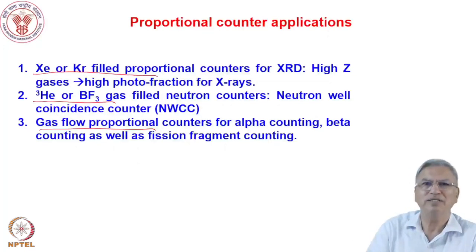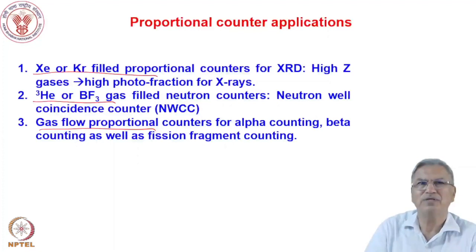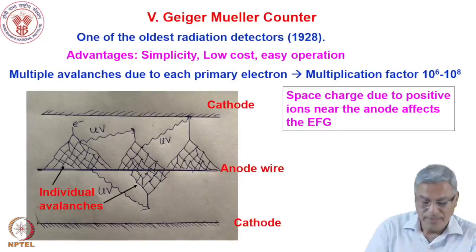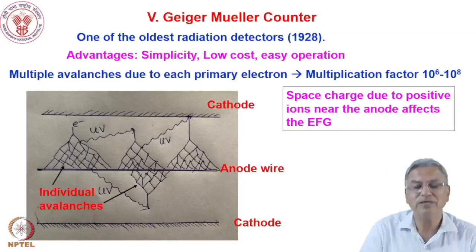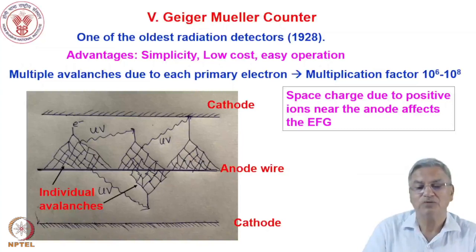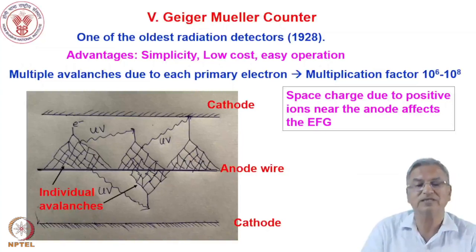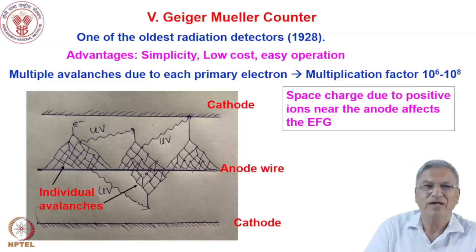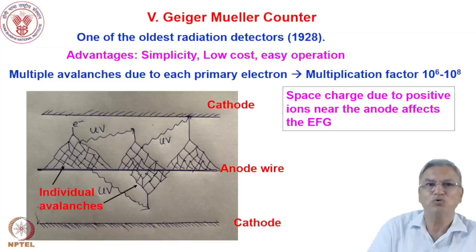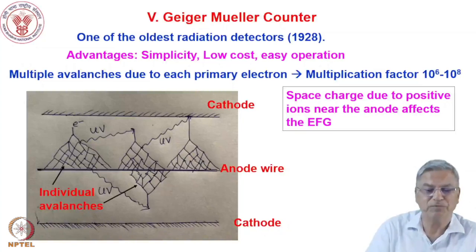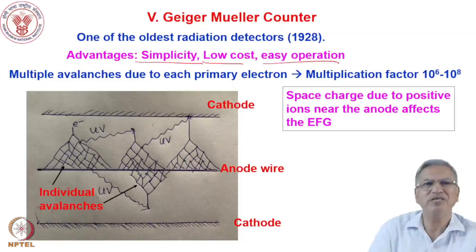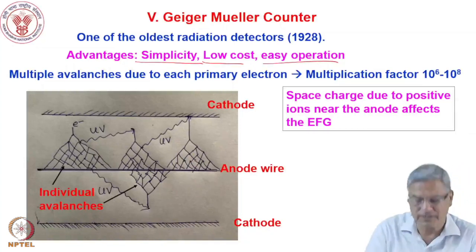If you want to do any gross counting of alpha, beta, or low energy X-rays, you go for the proportional counter. Lastly, I come to the Geiger-Müller counter, commonly called the GM counter. In fact, it is one of the oldest detectors. It was developed by Geiger and Müller in the 1920s. And despite that, after almost a century now, it is still widely utilized in laboratory experiments because of its simplicity, low cost, and ease of operation. Very easy to operate. I'll show you a photograph of the detector system.